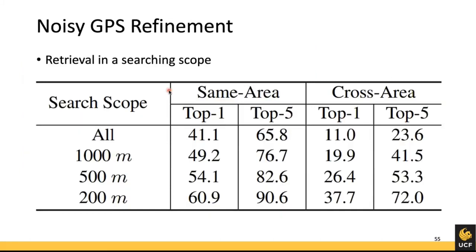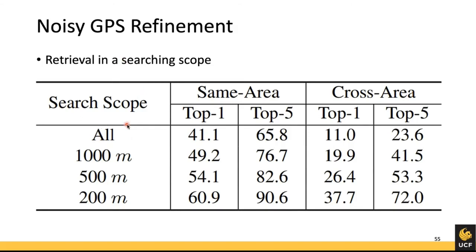Another experiment we did is the noisy GPS refinement. As I mentioned before, in real-world applications, for example, your cell phone GPS may not be very accurate. They may have some noise, especially in a crowded city. You have those tall buildings that block signals and make your GPS signal very noisy. But in this case, we can use image geolocalization to refine this noisy GPS.